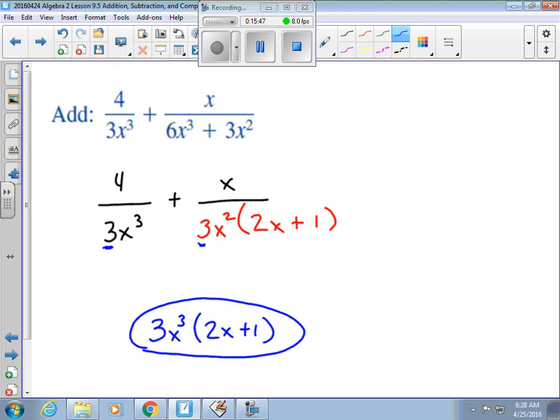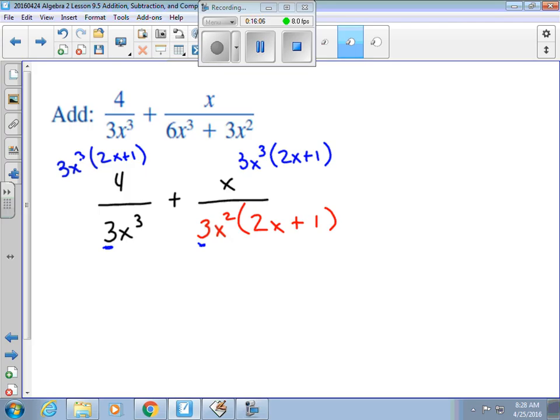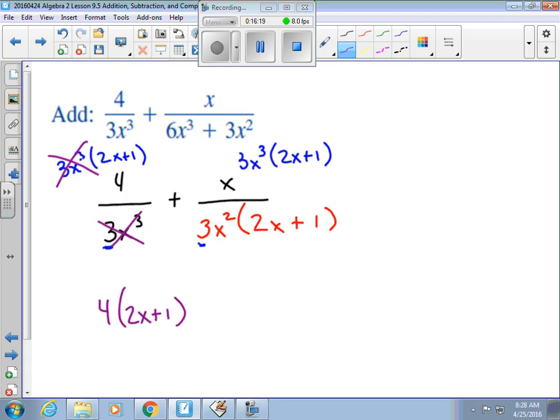So we're multiplying 3x to the third times 2x plus 1 times that one, and we're multiplying 3x to the third times 2x plus 1. And we're going to cancel out everything that they have in common. Remember, this is our common denominator. We'll go back to it in a little bit. For this one, we have 3x to the third. That whole part's gone. So what you're left with for the first fraction is 4 times 2x plus 1. You got to multiply the whole thing.